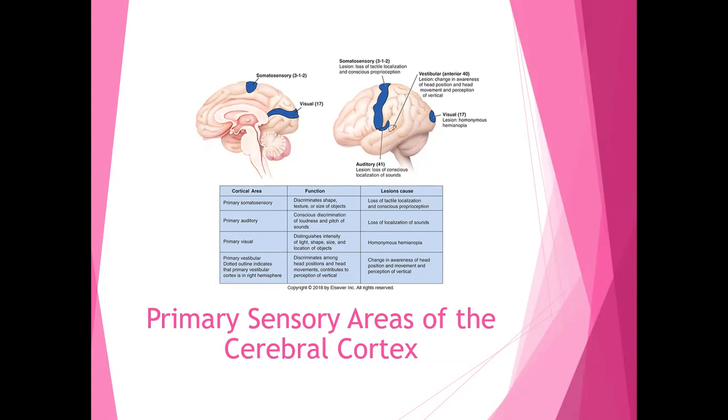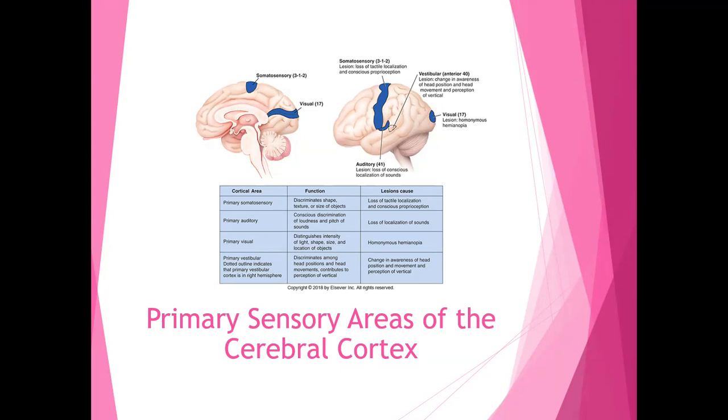Primary vestibular cortex discriminates among head positions and head movements and contributes to the perception of vertical. So a lot of times the vestibular ocular reflex is going to adjust our head and eyes to make sure we're vertical. That's why you get seasickness, motion sickness, when you're not sure where vertical is, because you're getting weird sensations of disconnect between the visual and the vestibular when you're on a boat or on a moving surface.